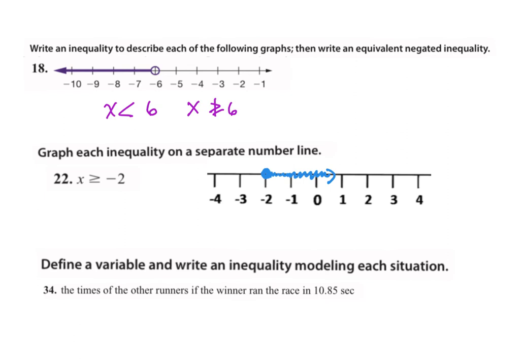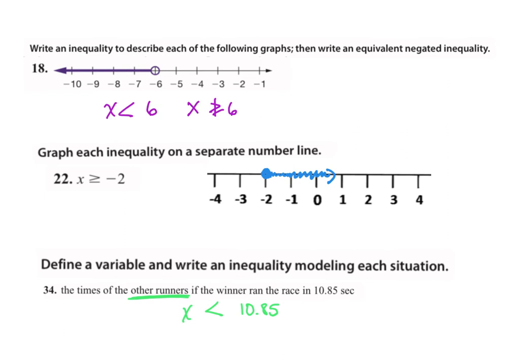Define a variable and write an inequality modeling each situation. The times of the other runners if the winner ran the race in 10.85 seconds. Well, I know that I'm comparing it to 10.85. We'll just say that x is the other runner's times. Were they less than, greater than, less than or equal to, greater than or equal to, if they did not win? So he's greater, but what about the other runners? The other runners are less than other runners.